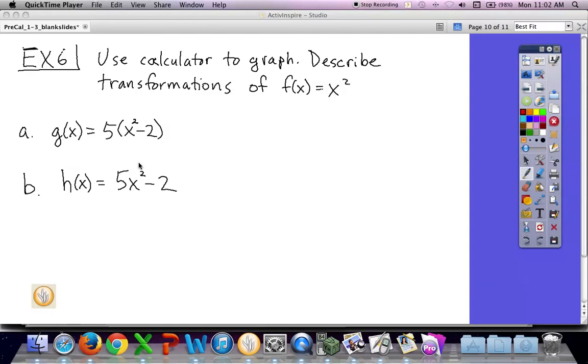Okay. Just looking at this example 6, looking at both of these, which look very similar, what do we think the 5 is doing in each case? It's a stretch. Usually the way you would say that, it's a stretch by a factor of 5. Okay? And what does it look like the -2 is doing?